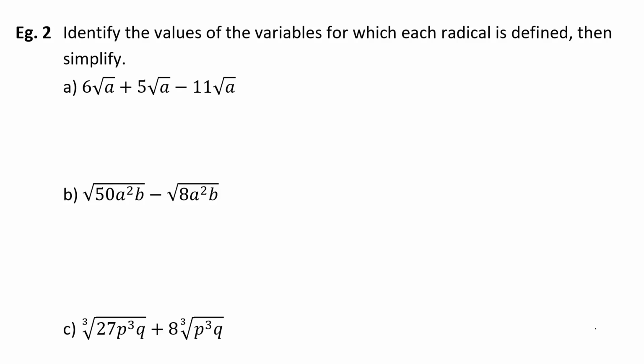Example number 2. Identify the values of the variables for which each radical is defined and then simplify. So this is kind of taking what we did in the last lesson, where we looked at where a radical is defined and then solving. We did evaluating or simplifying a little bit, but we were only dealing with one radical. Now we're dealing with multiple radicals. So first things first, step 1, we need to state where it's defined.